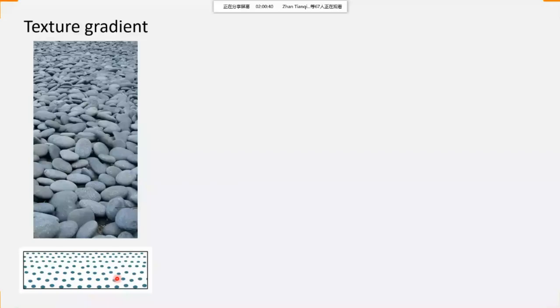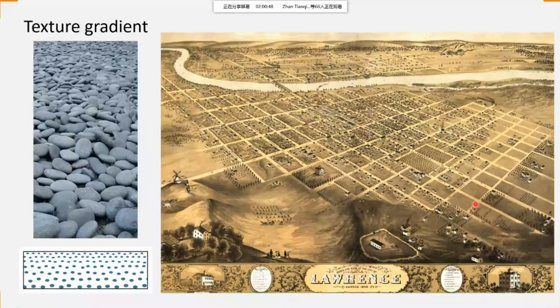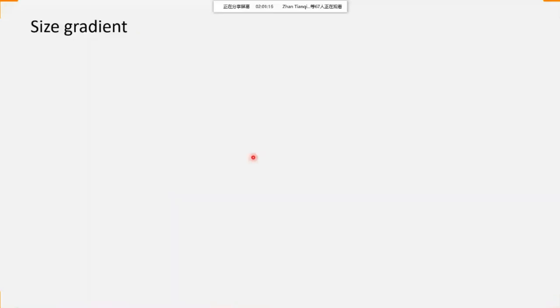And it also works in this perspective on an old map of a city in the United States, where you have a regular pattern of streets. And then it creates also this texture, because here the distances between these rectangles, or the size of the rectangles as well, are larger than here. And again, of course, this has to do with the size gradient.